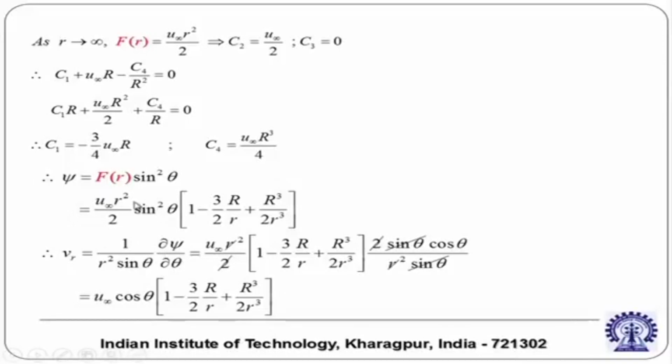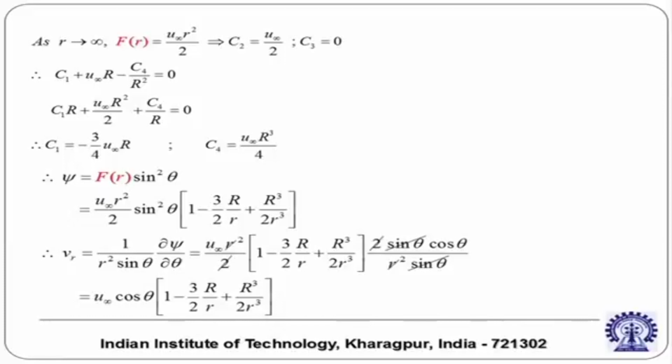You can see that this psi is u infinity r square by 2 sin square theta into a function. That function will tend to 1 as r tends to infinity, because if r tends to infinity, then capital R by small r will tend to 0, capital R cube by small r cube will also tend to 0. So, this psi will tend to u infinity r square by 2 sin square theta. That is the expression up to which we derived in the previous lecture. We will take it up from there.